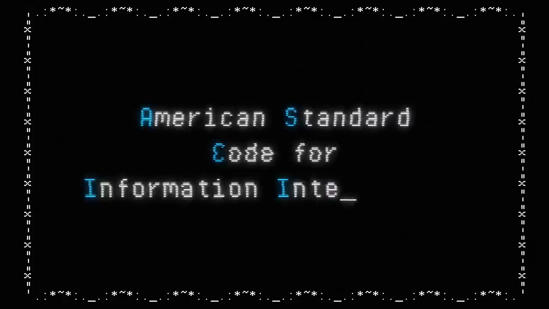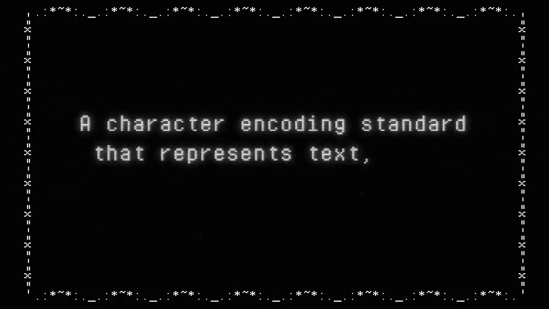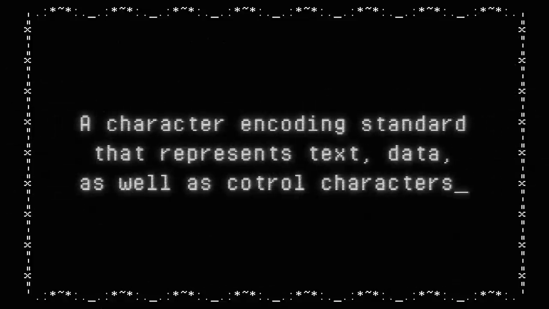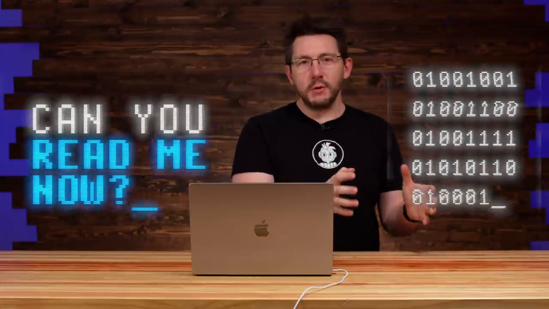Some of you might not know what ASCII is or even how to pronounce it. I've got you. Here we go. ASCII is the American Standard Code for Information Interchange. It's a character encoding standard that represents text data as well as control characters. It is a way for a computer to display human readable characters, and it's a way for the human readable characters to be interpreted into the binary that the computer understands.